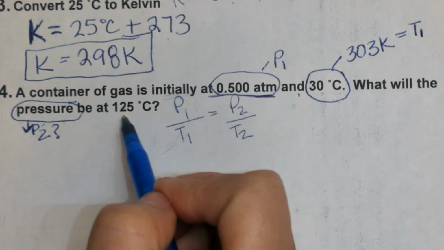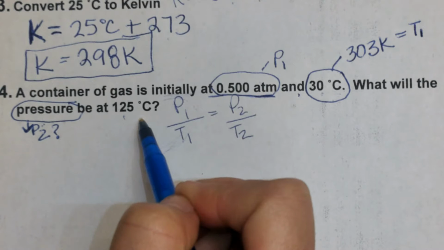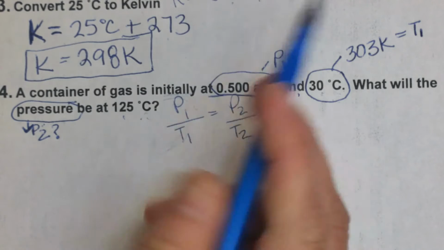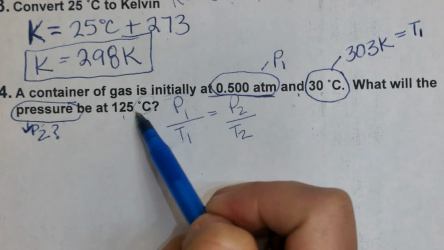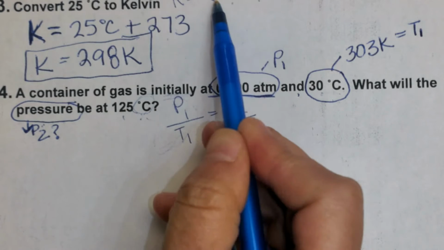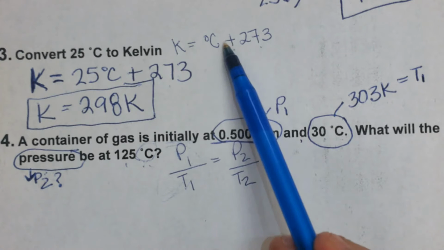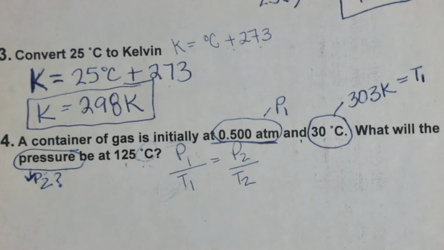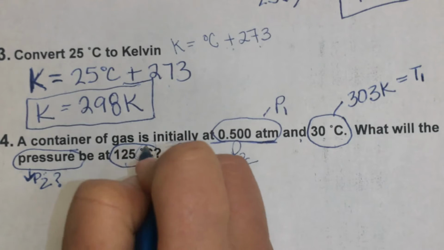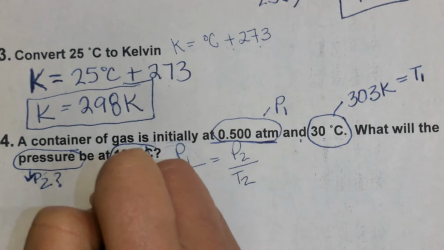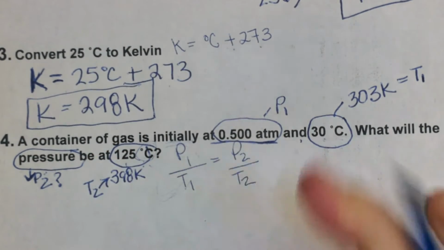In here it's at 125 degrees Celsius, so that really increased it, right? Now this is degrees Celsius, so we do need to put 125 plus 273, just so we have this in kelvins. So 125 plus 273 equals 398 kelvins, and this will be your T2.